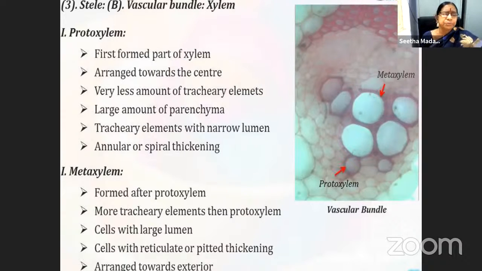Then coming to the metaxylem, it is formed after protoxylem and has more tracheid elements than protoxylem, and cells with a large lumen. Lumen means the cavity you find inside the cell. The cells have reticulate or pitted thickening. Reticulate means somewhat network-like. It is arranged towards the exterior. Metaxylem vessels are facing towards the periphery.